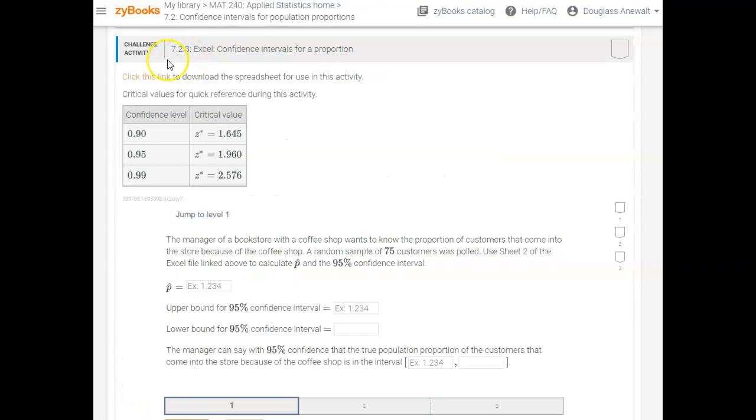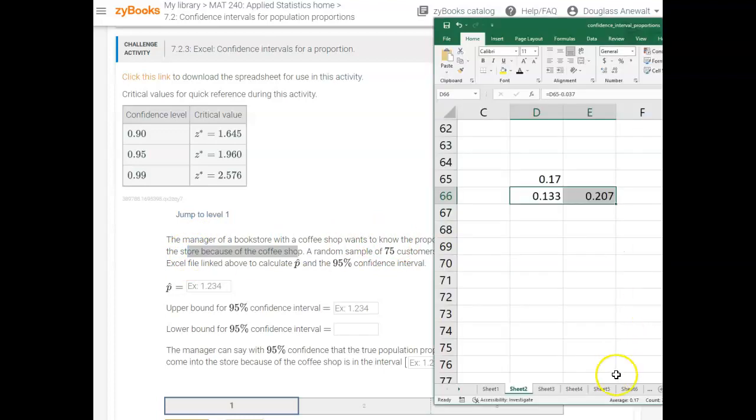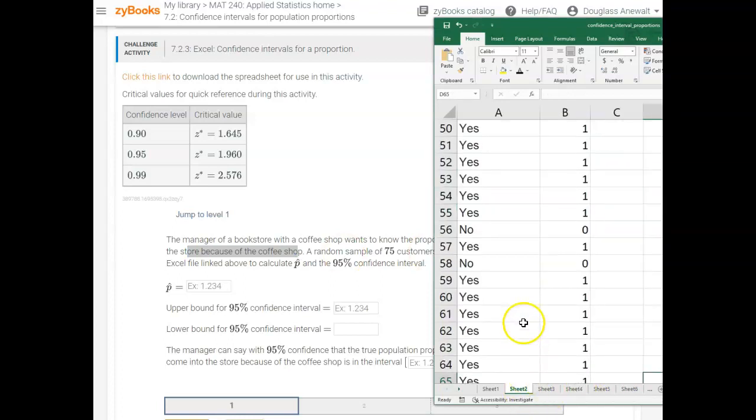For 723, there's a spreadsheet to download here. It's telling me to use sheet 2. 75 customers, that's who we're polling, and we want to know if they came to the bookstore because of the coffee shop. So first, I'm on sheet 2. Make sure you're on the right sheet.